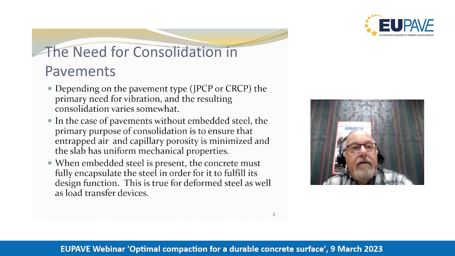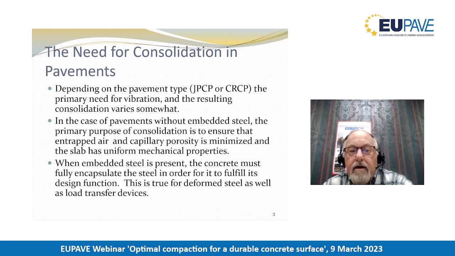In the case of pavements when we have embedded steel, we have to consolidate the concrete around the steel in order for it to fulfill its design function, i.e. for dowel bars, we want a high level of load transfer efficiency fairly soon after construction, after the concrete is set up. So in other words, we can't have entrapped air, we can't have high water cement ratio under or over the bar. We need to have full encapsulation.